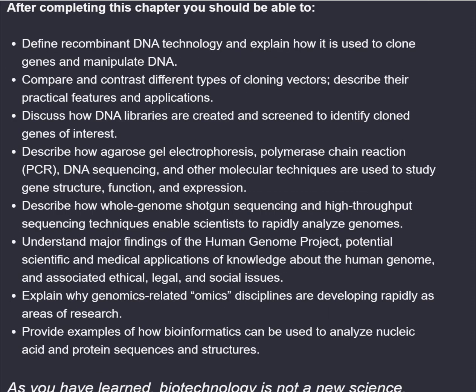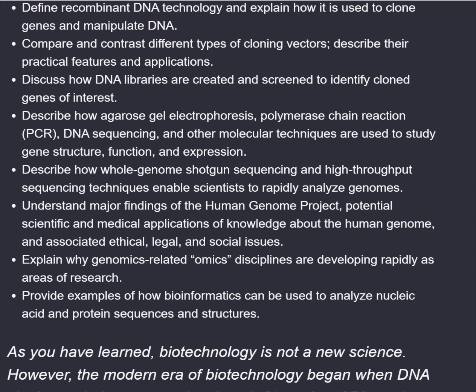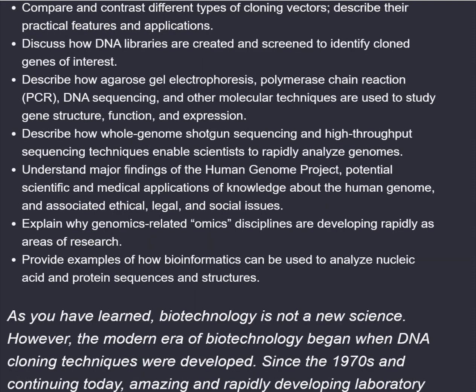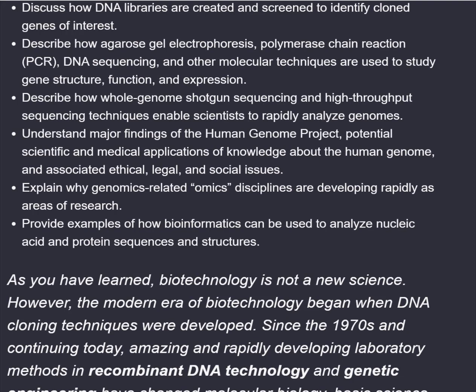After completing this chapter, you should be able to define recombinant DNA technology and explain how it is used to clone genes and manipulate DNA. Compare and contrast different types of cloning vectors, describe their practical features and applications. Discuss how DNA libraries are created and screened to identify cloned genes of interest.